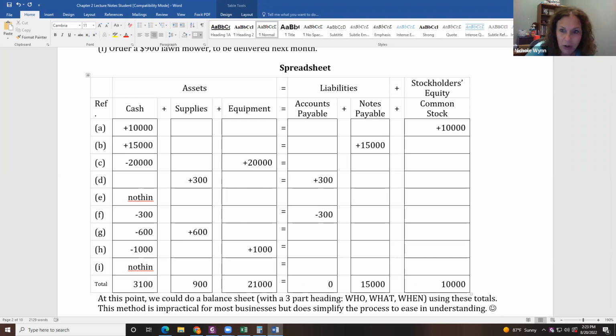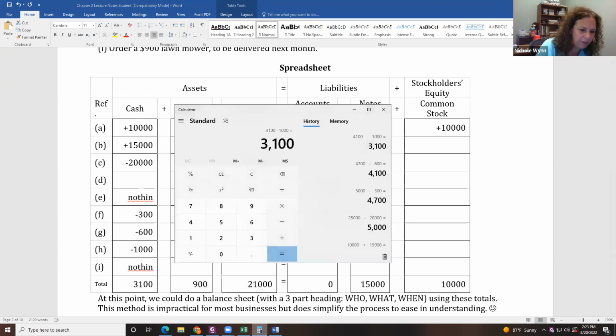So at this point, I'm ready to go do a balance sheet, just like you guys did in chapter 1, where you had all of your assets and your liabilities and equity. And so in your assets, we have 3 assets: cash, supplies, and equipment. We have 3,100, 900, and 21,000.